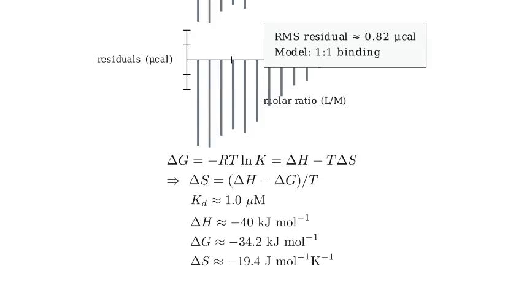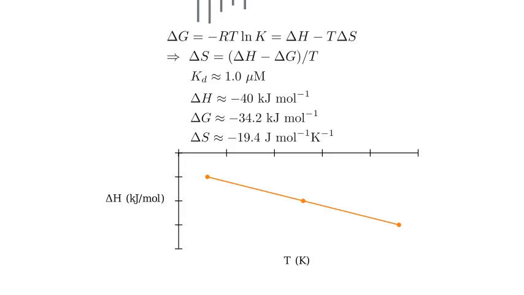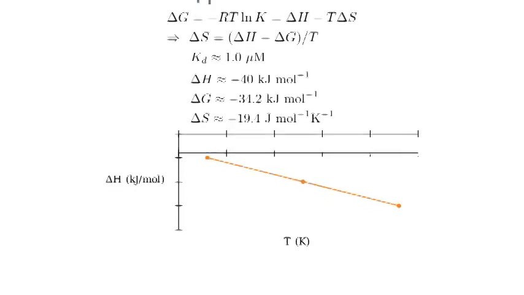To estimate delta Cp, we examine how delta H changes with temperature. The slope of delta H versus temperature is delta Cp. Here is a small example with 3 temperatures and a best fit line.